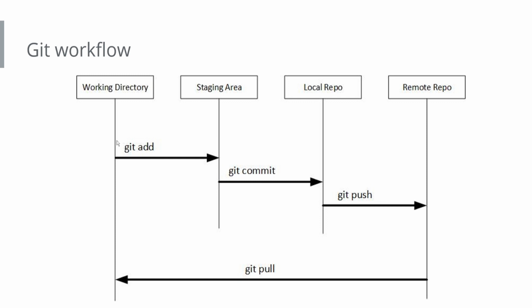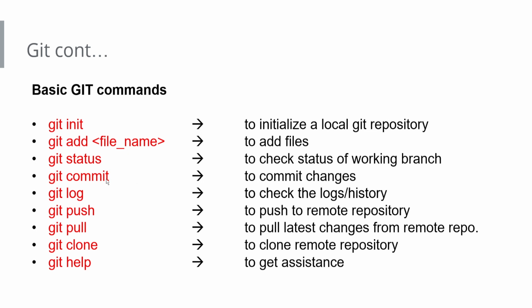After working in our working directory, let's say we have a file named app.py and we have written some code in there. When we do git add app.py, then that means we are adding it onto the staging area where it will be tracked. All right, so now let's move on. We can do a git status to check the status of the working branch.